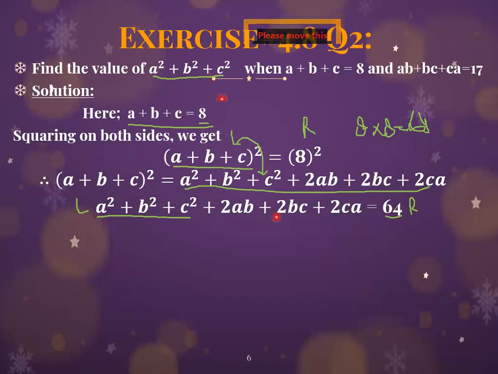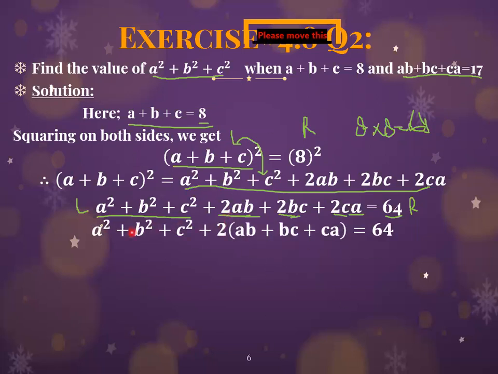But if you look here, what you have is ab plus bc plus ca is equal to 17. So where is your ab plus bc plus ca? This one. This is ab, bc and ca. But all of these terms have a coefficient, which is 2. So if you can see, in all these three terms 2 is common. So you will take the 2 as common here in the next step.